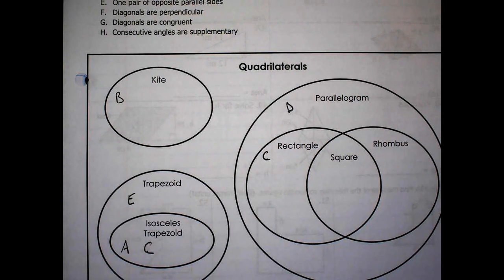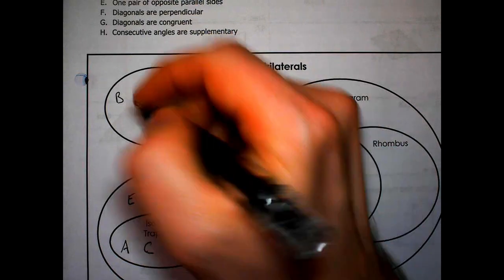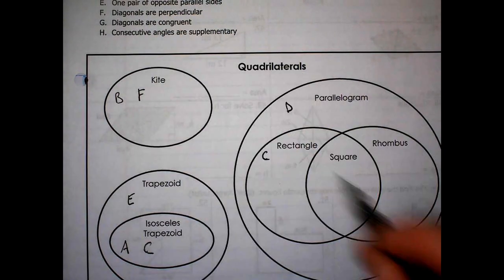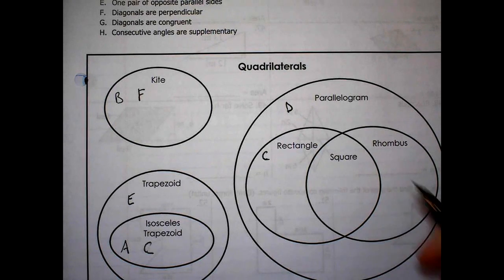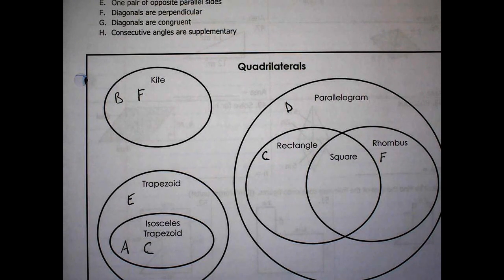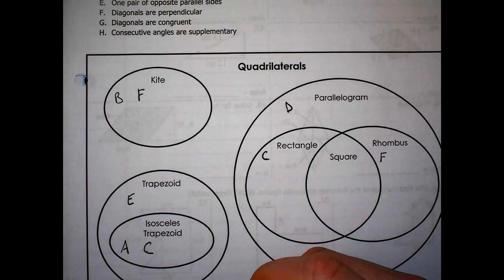F. Diagonals are perpendicular. In a kite, the diagonals are perpendicular to each other. However, perpendicular diagonals is also a property of a rhombus, so we can put it in both of these. G. Diagonals are congruent. Well, this is exactly the same as C, so everywhere we see a C, we should probably put a G.